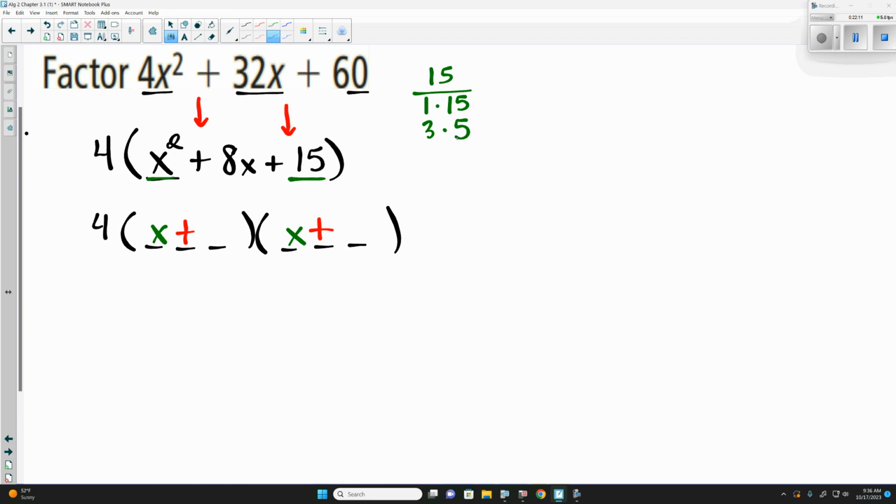Now, we need to plug them in. I didn't really put that, but we do need to plug them in. Then we'll pick a factor of 15 that we want to try first. 3 and 5. Which one do we want to put first? 5 second. It doesn't really matter which one we pick. We just got to pick one of them and put it first, the other second.